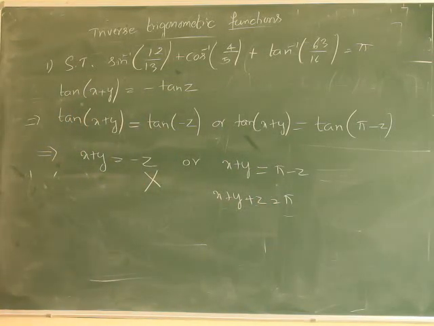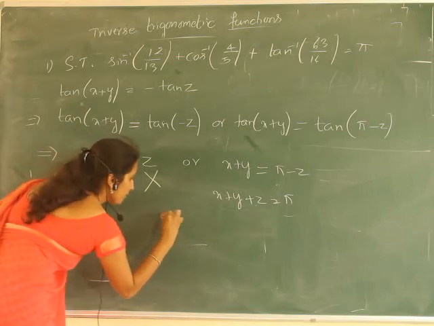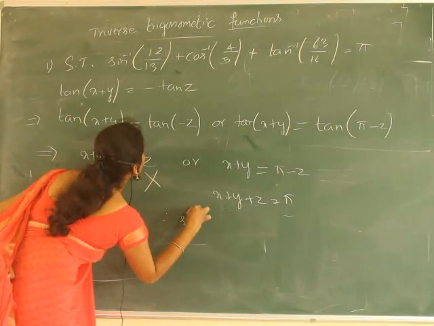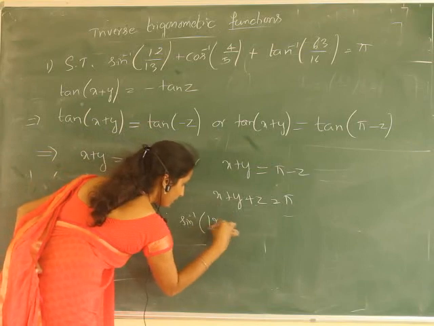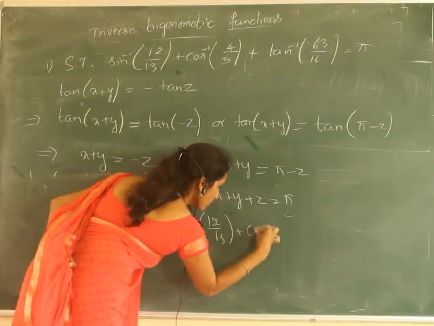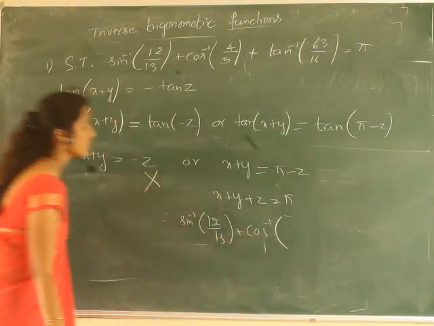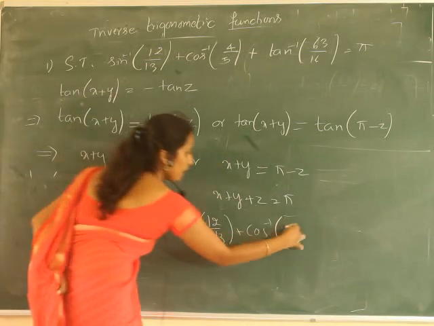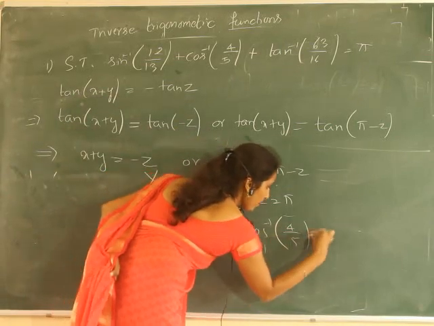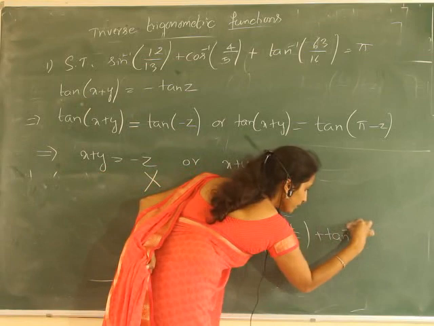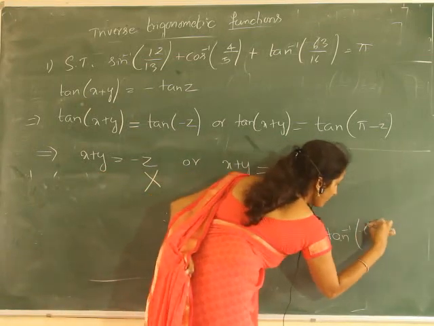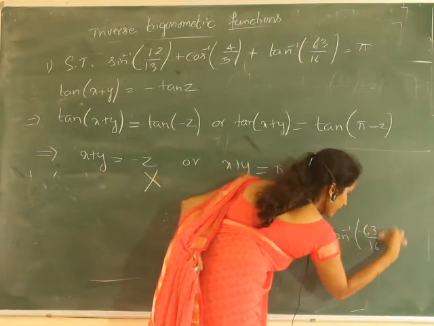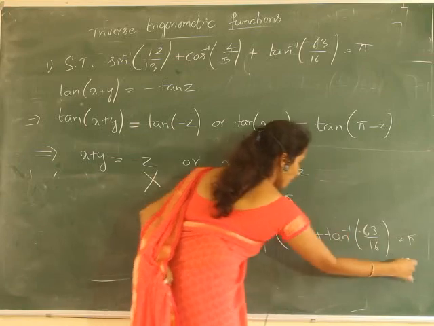But what is x we have considered? Therefore, sine inverse of 12 by 13 plus cos inverse of 4 by 5 plus tan inverse of 63 by 16 equals pi.